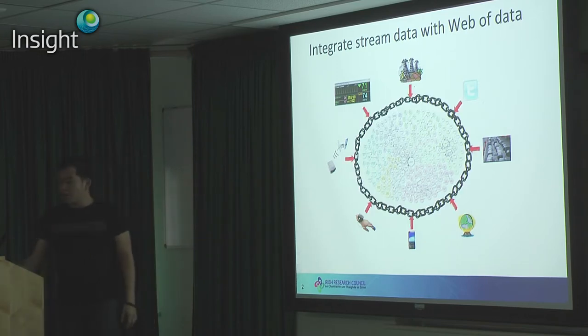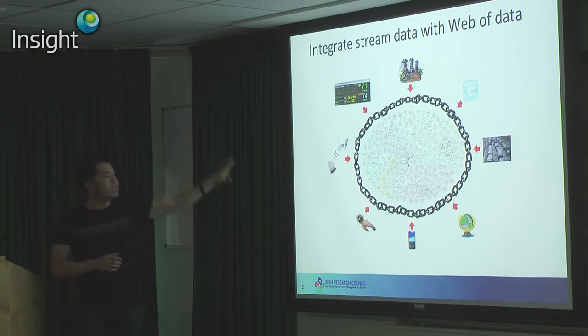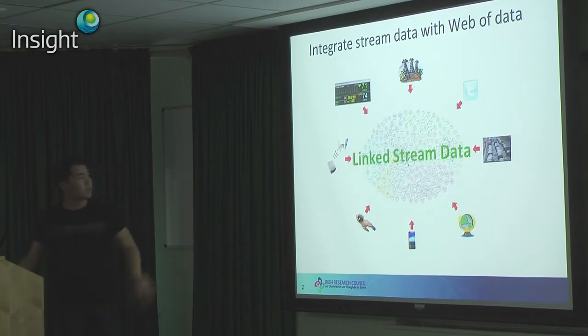The problem that we're trying to solve here is the barrier that keeps people away from integrating these two types of data together. So we want to lift up this barrier by introducing the link data stream model.